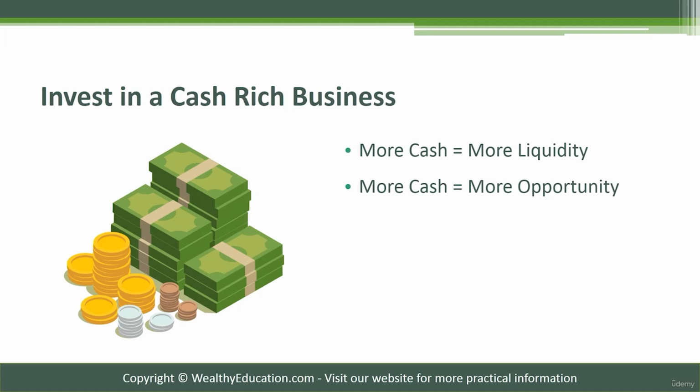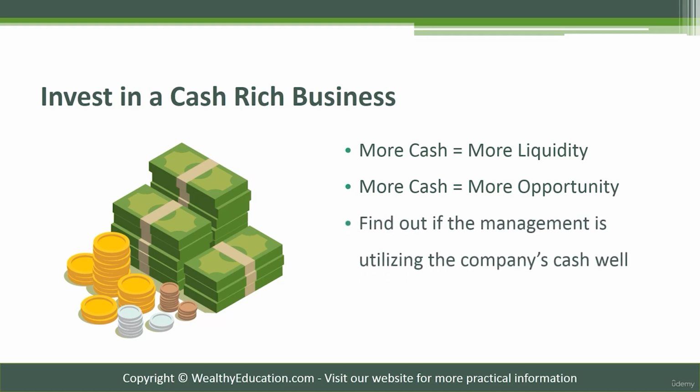However, having a lot of cash is not always a good sign. You must find out if the management is utilizing their business cash well. Warren Buffett once said, "When people talk about cash being king, it's not king if it just sits there and never does anything." If the management can't utilize their business assets, it shows inefficiency in the company's operations, and that will be a red flag that you need to pay attention to.